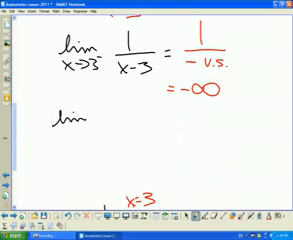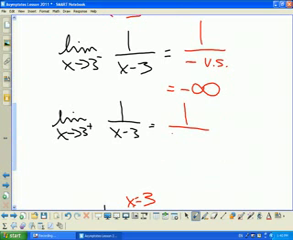The limit as x approaches 3 from the positive side: 1 over a positive number that is very small equals a positive number that is very large. I always, for some bizarre reason, write down plus infinity or negative infinity. I don't know why I do it. Don't ask. I said don't ask.